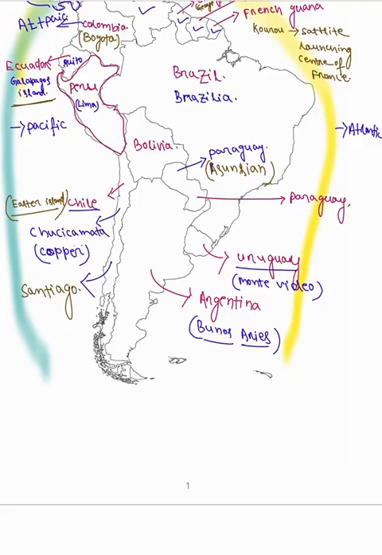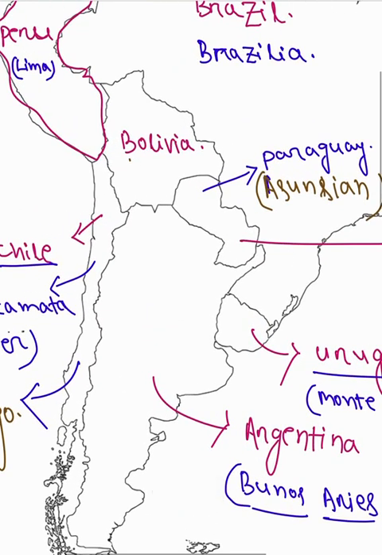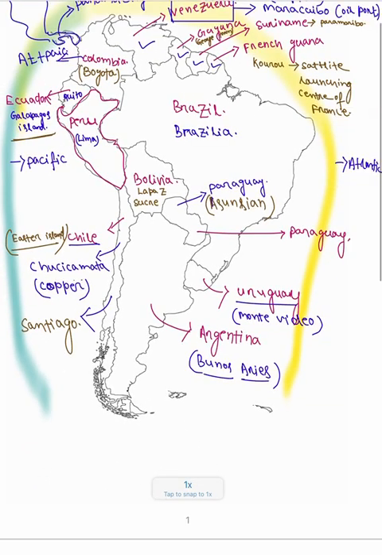Bolivia, its capital is La Paz, and the administrative capital is Sucre. I repeat, Sucre is the administrative capital, and La Paz is the capital. In Bolivia, there was something important I'm missing, but I will add it in the end.